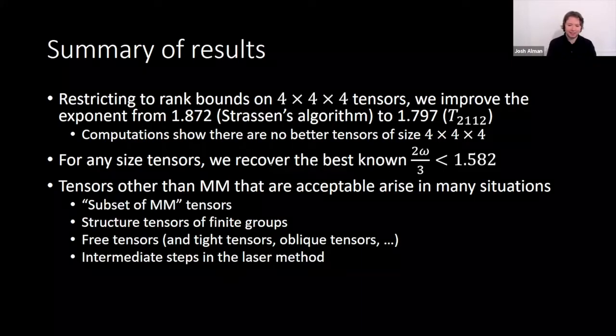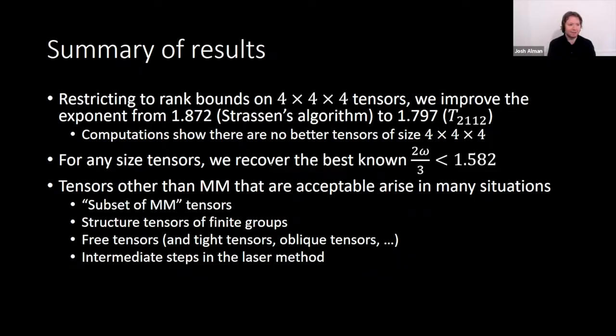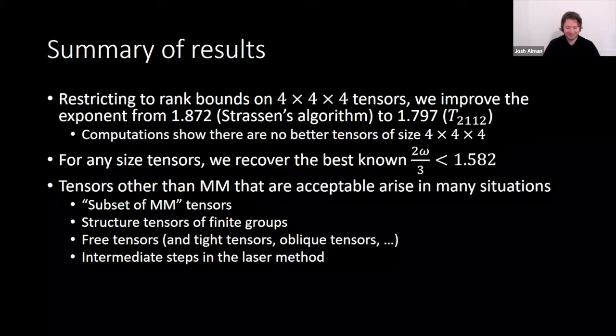Another situation I think is exciting is if you're familiar with the laser method, which is the way we get our current best bounds on omega. There are intermediate tensors that appear in the middle of this laser method, which really do look like matrix tensors plus a lot of other junk terms. And in the laser method, there really is a step where you lose something because you have to get rid of these junk terms. But maybe they could somehow be used as an acceptable tensor. We've tried this a little bit and haven't had success.